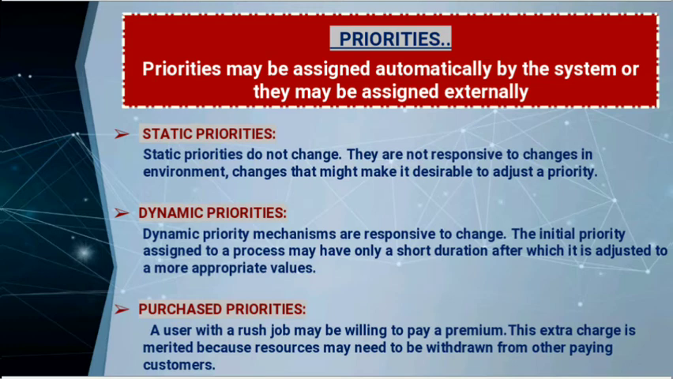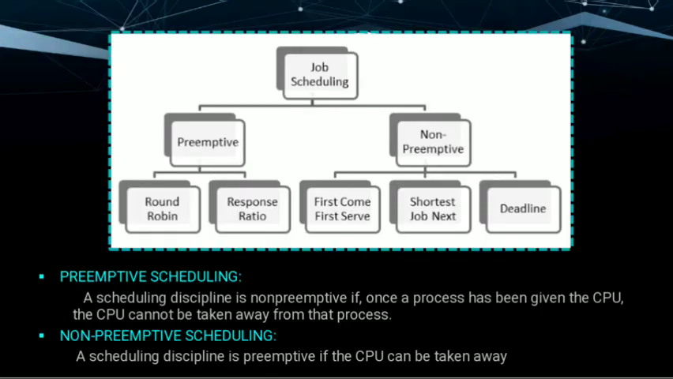Dynamic priority mechanisms are responsive to the change. They are more complex to implement and have greater overhead than static priorities. In purchase priority, a user with a rush job may be willing to pay a premium, that is purchase priority, for a higher level of service.